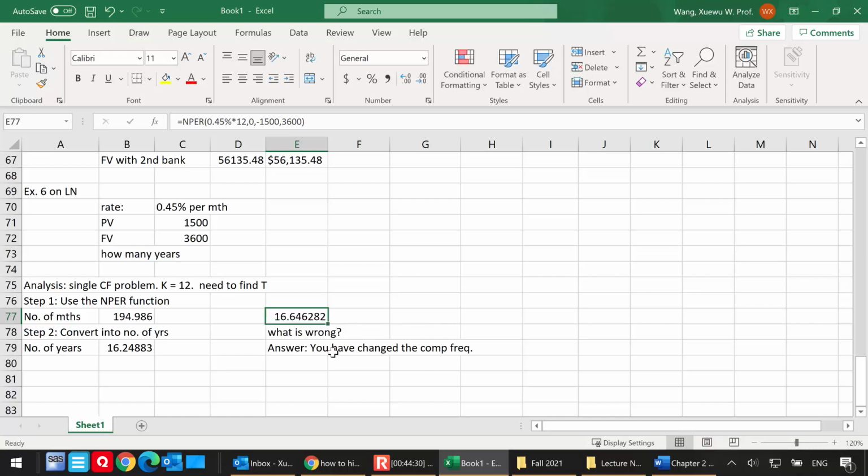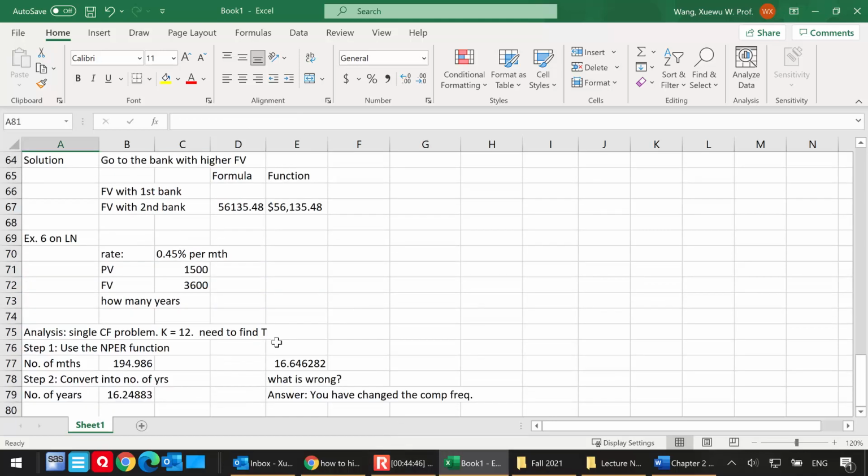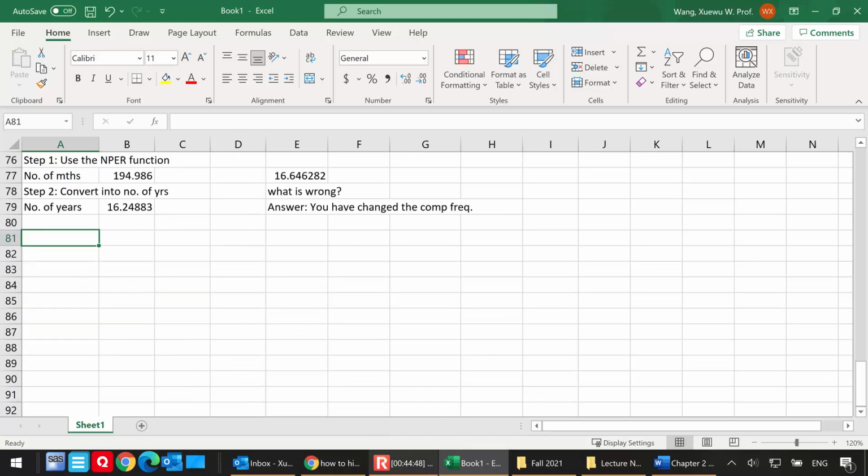Okay, so you see that Excel functions are quite innocent. As long as you feed the function with the right arguments, they're going to spit out the answers. But you have to be very careful which answer is correct, which one is what you need to do. All right, so that is example number 6. Okay.